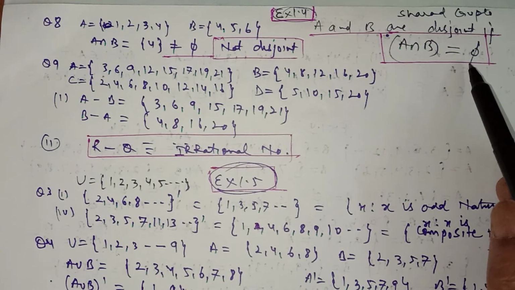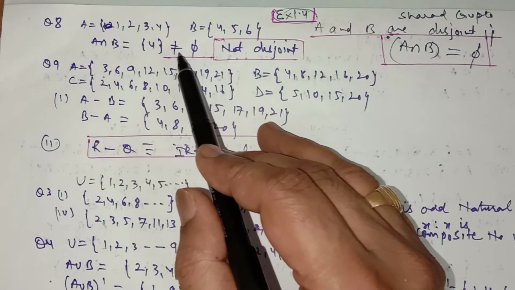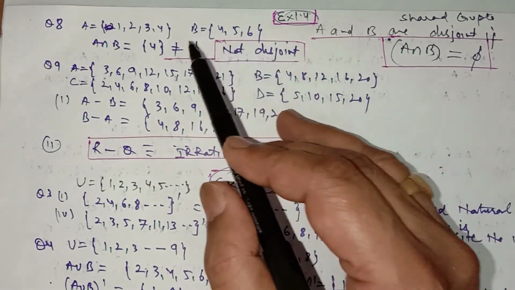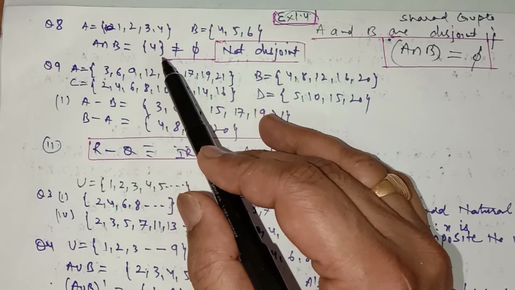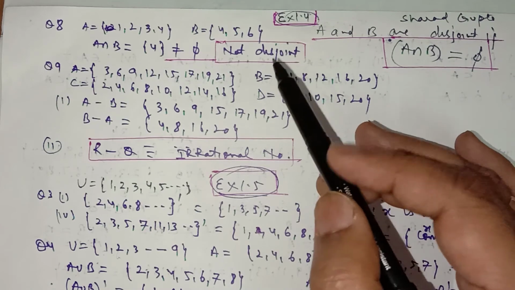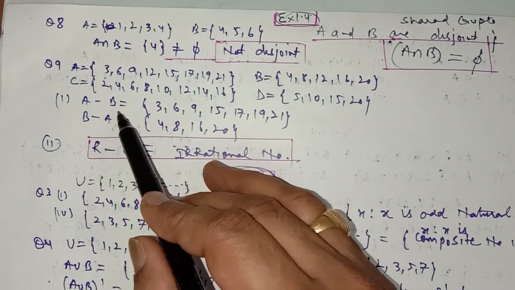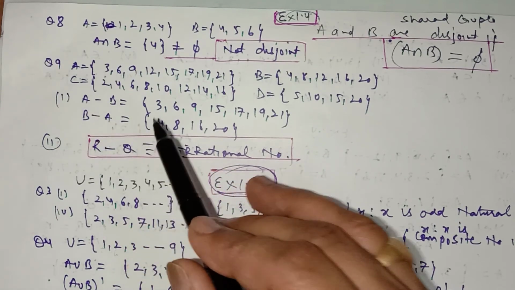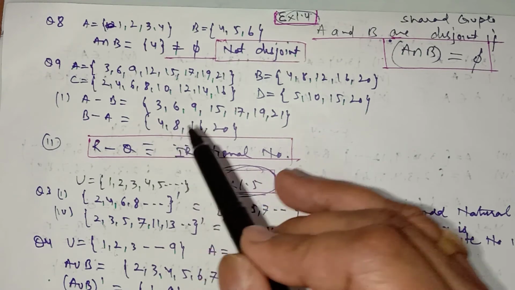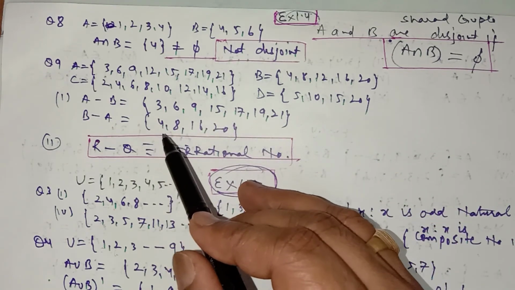So how can you do question number 8? You find the intersection of the two given sets. If it is coming out to be empty, then they are disjoint, otherwise they are not disjoint. Then the first part, A intersection B, is coming out to be 4, which is not equal to empty, so they are not disjoint. In question number 9, the sets are given. You have to find A minus B, B minus A. You know what A minus B is? Those elements which are in A but not in B, and B minus A means those elements which are in B but not in A. In question number 10 also, you have to find the difference of the sets.